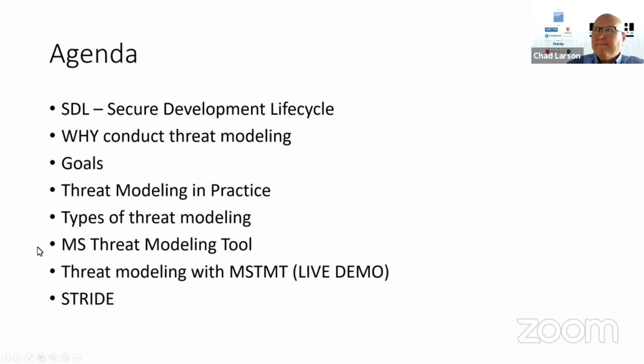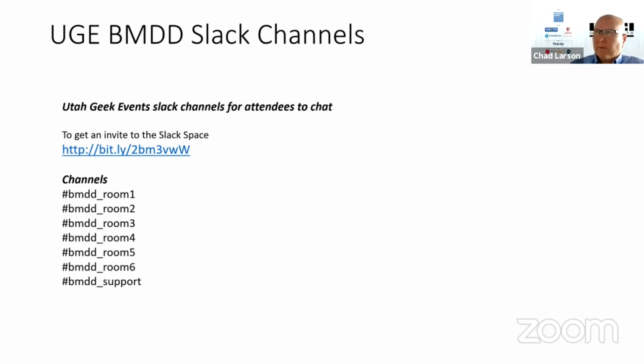So here's what we're going to cover today. Secure development lifecycle, the why, the goals, talk about the practice of threat modeling, different types, and specifically the Microsoft threat modeling tool. And we're going to do a live demo with that, and then talk about how to identify threats with the moniker Stride. Here's the Slack channels. So we're in room 3. If you have questions or something like Andrea said, you can go there to post questions and comments. We do like feedback. All right.